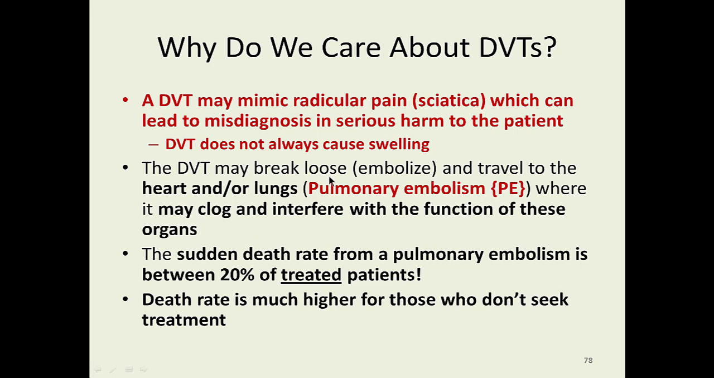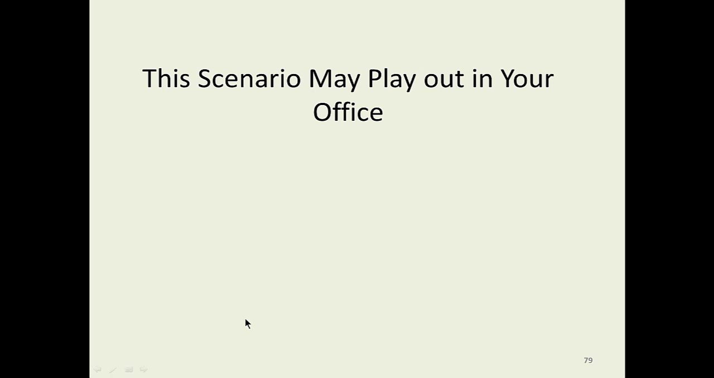Okay, so DVT again, we talked about that. They can embolize, travel to the lungs where they become a PE. They can get caught in the heart. It's just scary. 20% of patients will die even if they're treated. How do you treat them? Heparin, Lovenox to break up the clot. The death rate is much higher for those who don't seek treatment. I couldn't even find a paper on that, but everybody agrees there's no question it would be higher.